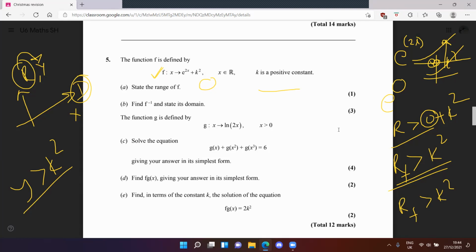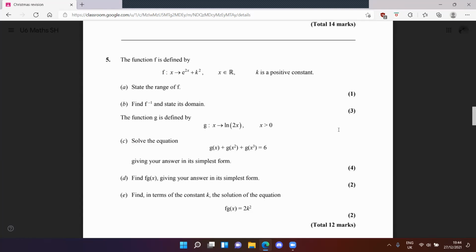Yeah. And if we do the inverse like we did there, so e to the 2y plus k squared equals x, and we solve for y. Yeah. E to the 2y equals x minus k squared. 2y equals ln of x minus k squared. Okay, so we have y equals ln bracket x minus k squared over 2. Yeah. So the domain is, that bit has to be positive. So x minus k squared is always greater than 0. So x is greater than k squared. Yeah, that should be the domain then. Okay.